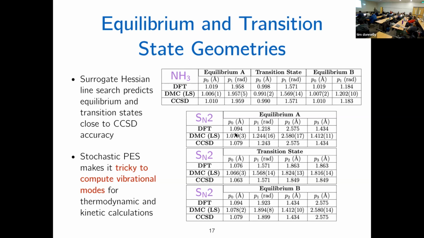How would you go about doing that given what you have at the DMC level and using the surrogate PES? The problem with DMC is that you have a stochastic PES, and so it makes it difficult to compute a finite difference Hessian in order to evaluate the vibrational energies which go into enthalpies and free energies. And so how do we go about doing that?